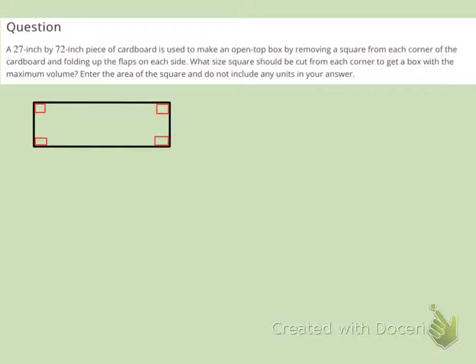Hi everyone. So for this practice problem, we have another optimization problem. We have a piece of cardboard that is 27 inches by 72 inches, and we're cutting out square pieces from the corners so that we can fold up the corners and create a box with an open lid.